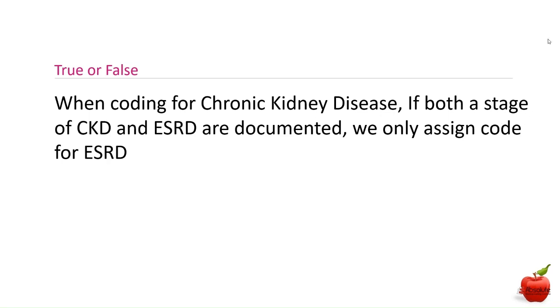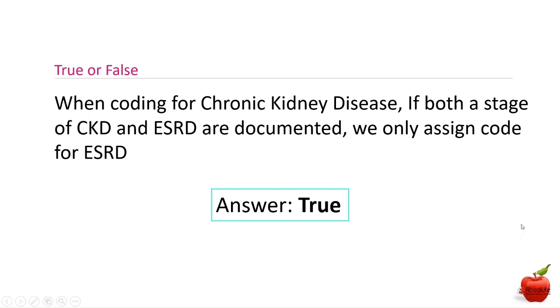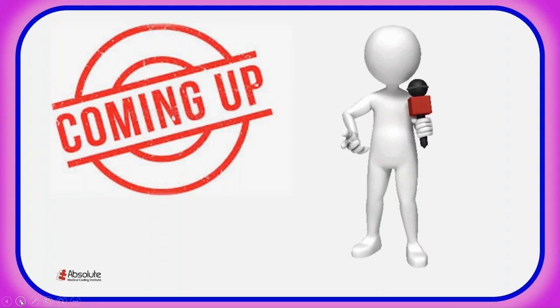And this statement is true. So when coding for chronic kidney disease, if both CKD and ESRD are documented, we are only going to code for ESRD. ESRD, its full form is end stage renal disease, right? So this is end stage, the more final, more severe stage. So if you have CKD and ESRD, we are only going to code for ESRD. And the guideline is C14.A1.